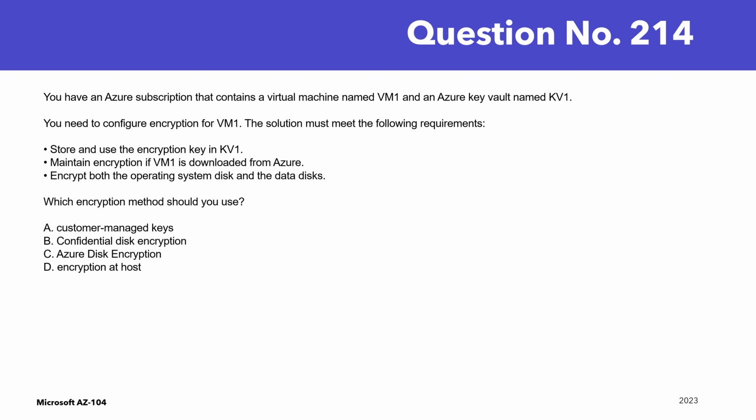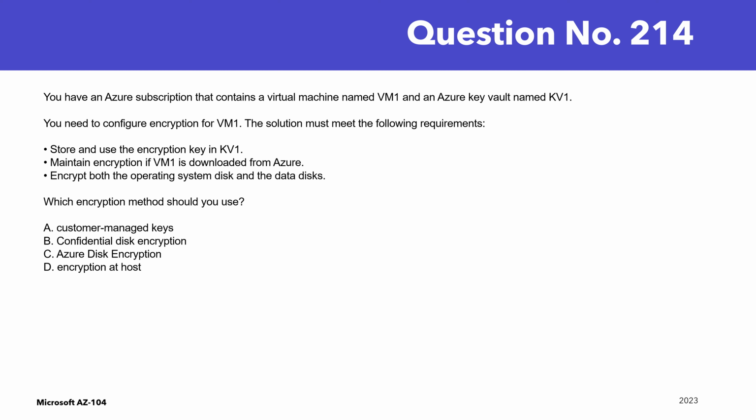You have an Azure subscription that contains a virtual machine named VM1 and an Azure Key Vault named KV1. You need to configure encryption for VM1. The solution must meet the following requirements: store and use the encryption key in KV1. Maintain encryption if VM1 is downloaded from Azure. Encrypt both the operating system disk and the data disks. Which encryption method should you use?